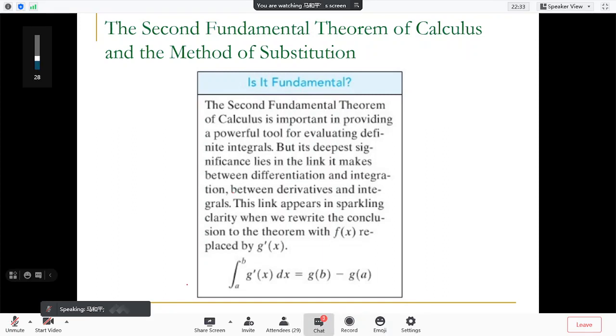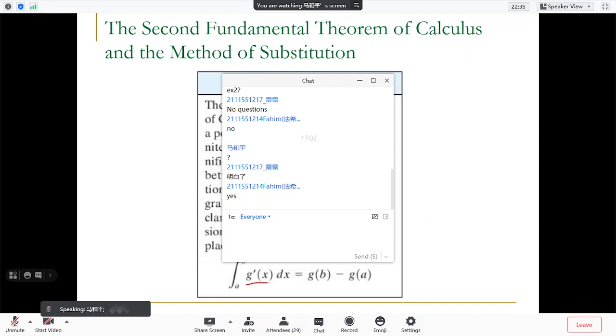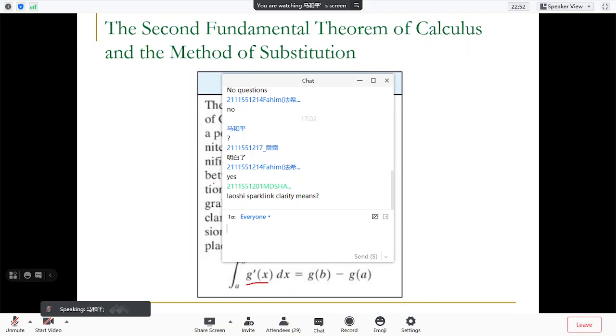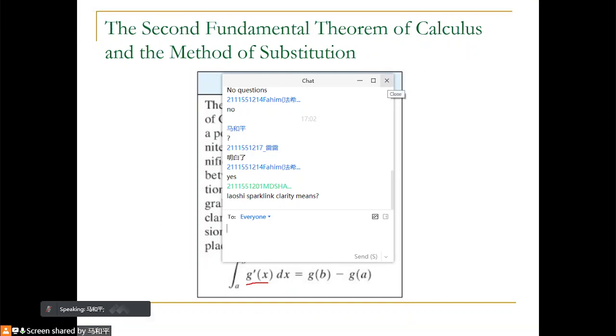Okay, this means if this is g prime x, we use the second fundamental theorem, we just find any antiderivative of g prime x. We find one, and the integral is g(b) minus g(a). This link appears in sparkling clarity.